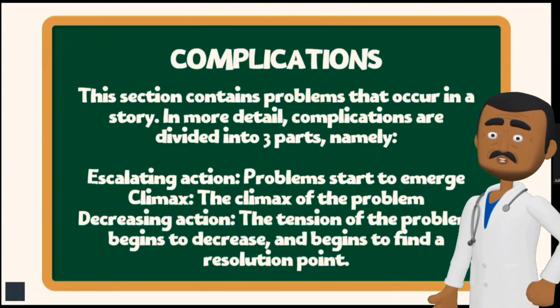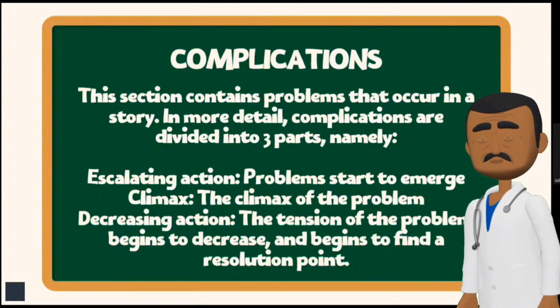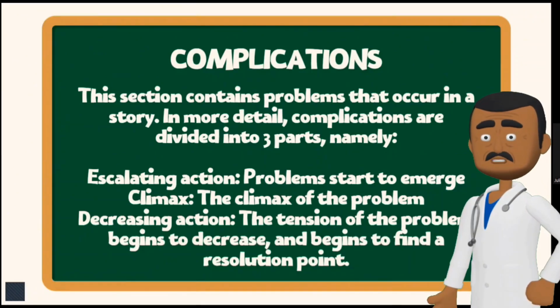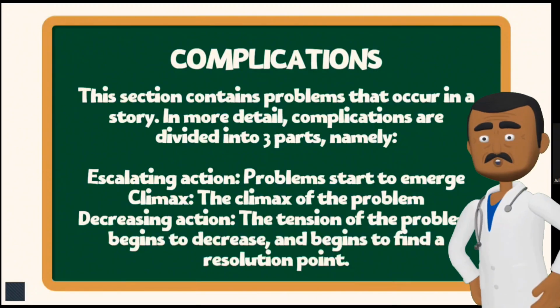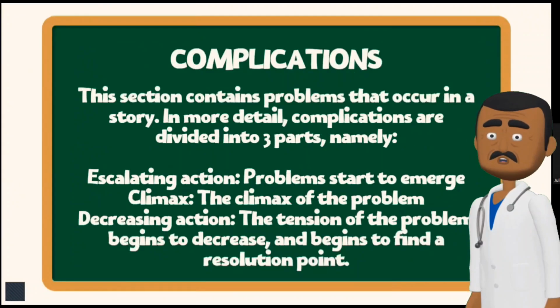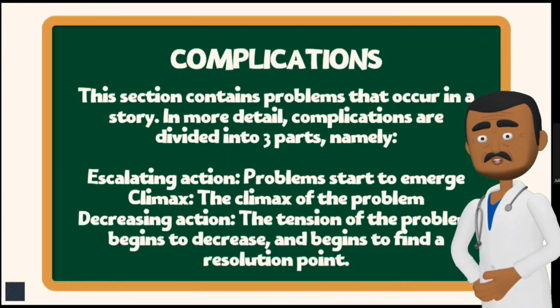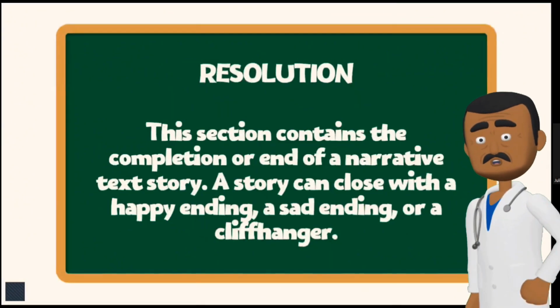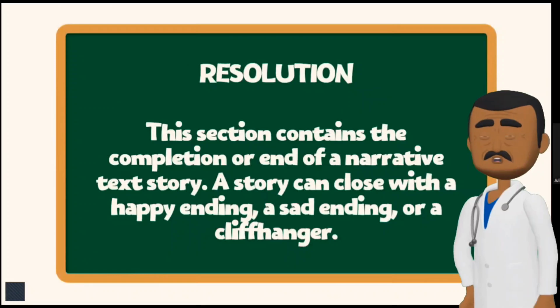And then complication. This section contains problems that occur in the story. In more detail, complications are divided into three parts, namely escalating action, climax, and decreasing action. The first is the escalating action, when the problem starts to emerge, and then the climax of the problem. And then the last is when the tension of the problem begins to decrease and begins to find a resolution point.